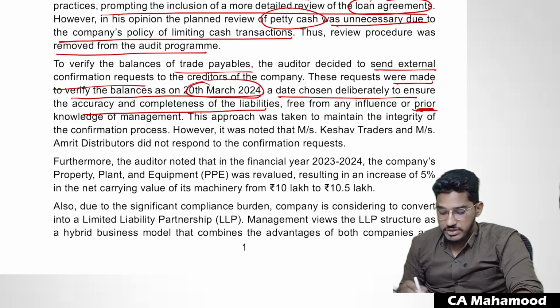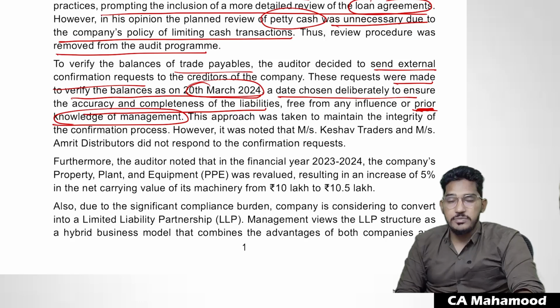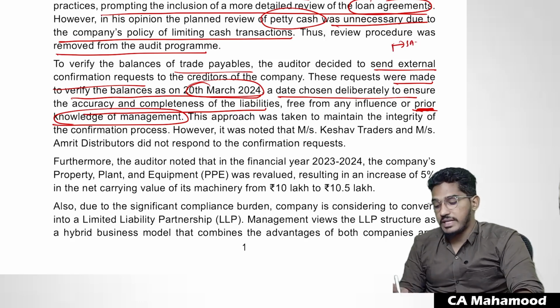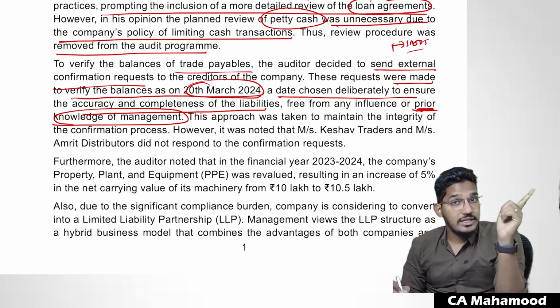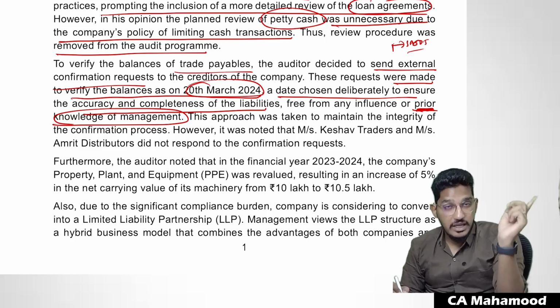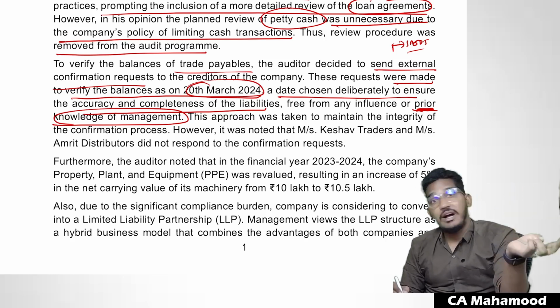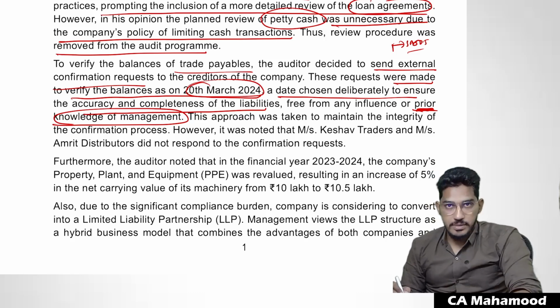But they have sent the confirmation without the prior knowledge of the management. Is it correct? No. Why? Because if you remember the discussion, whatever we had in SA 505, when you are sending an external confirmation request, you have to take the help of the management. You have to consult the management. After consultation with the management, you have to send the confirmation request to the third party.